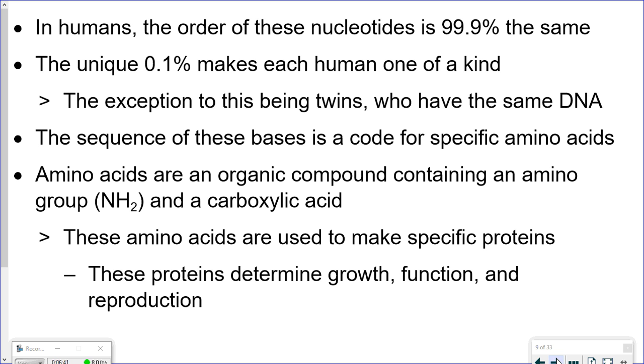The sequence of these nitrogenous bases is a code for amino acids. And amino acids are organic compounds with an amino group and a carboxylic acid. The amino acids are what are used to make your proteins. And your proteins, remember, all have certain functions. They're going to determine your growth, function, and reproduction in all of your cells.